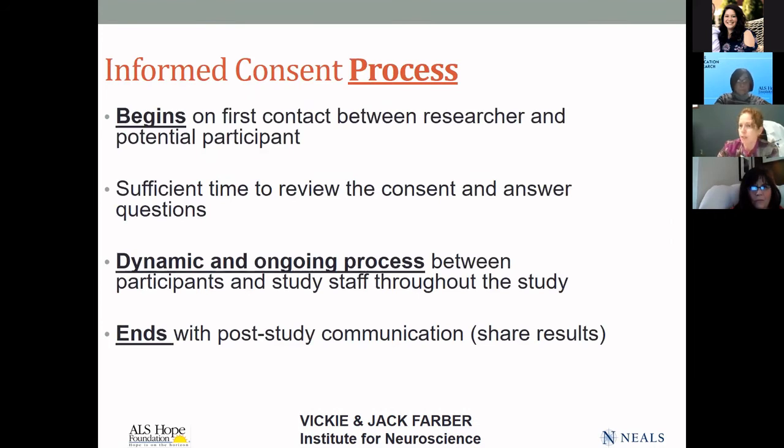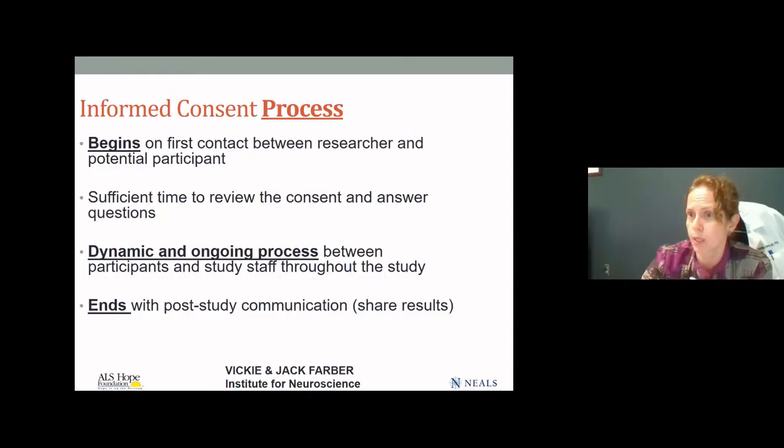So informed consent is not a document. That's what some people on first pass think. It's a process. It's a continuing dialogue, which begins at the time when the researcher or the clinician mentions to you there is a study. So that's the beginning of that consent process. There should be, as we mentioned, sufficient time to review the consent and to answer the questions. Exactly what Terry mentioned before.